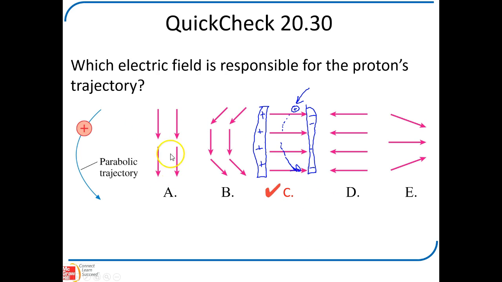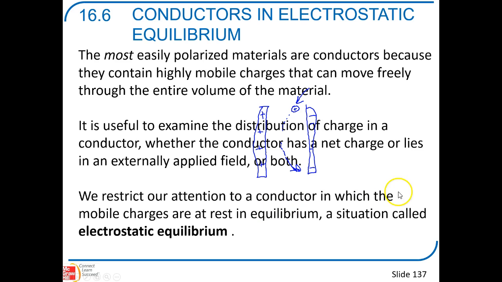This electric field is a little different. It looks like we've got a couple plates here. This one does not exist. This one wouldn't exist. So it's either got to be C or D. Those are the two that we really want to choose from. And that is the end of section 16.5.